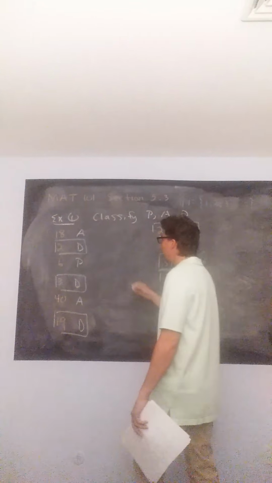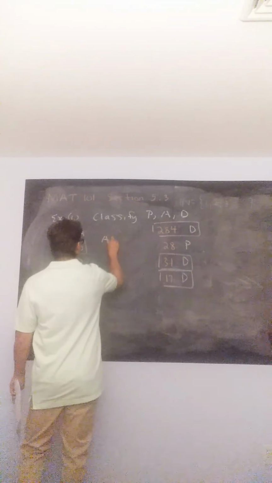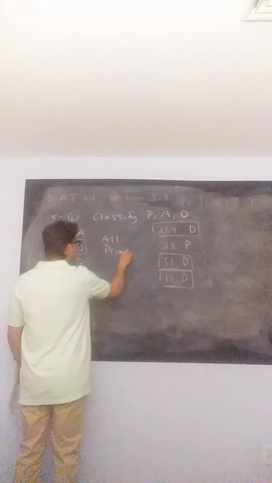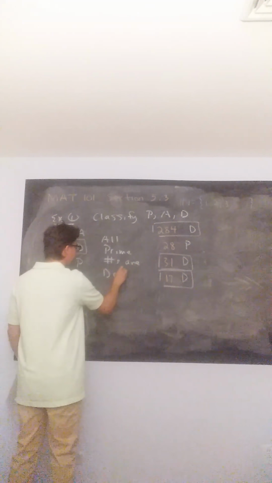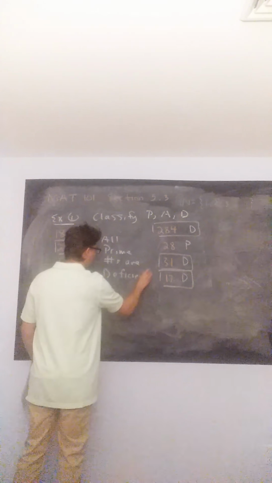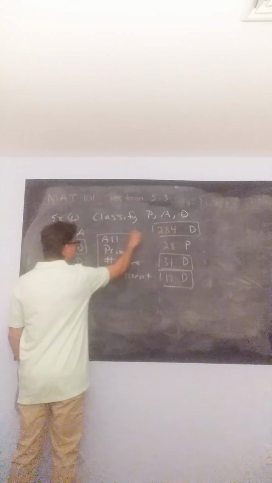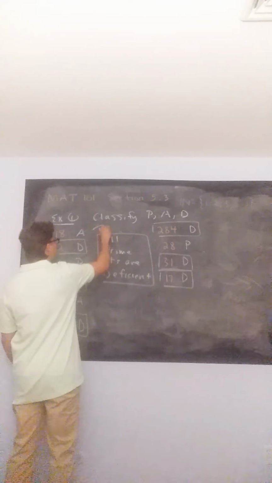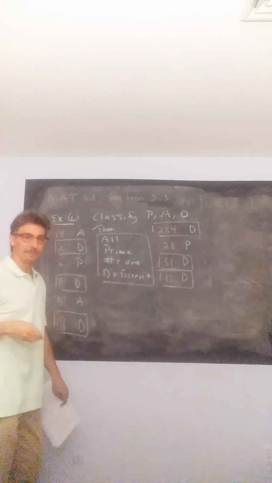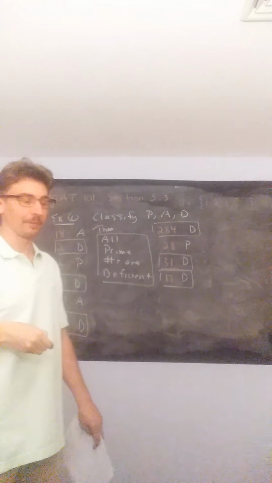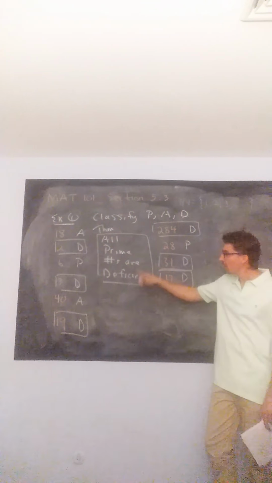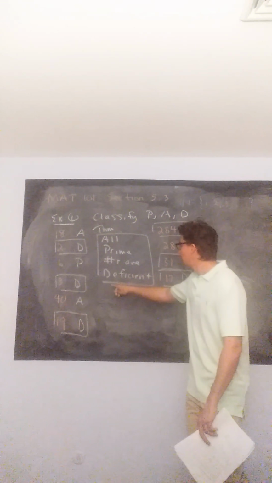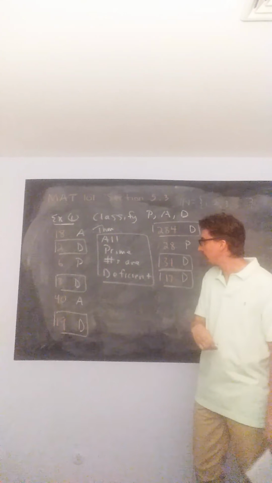So we have a theorem that says all prime numbers are deficient. And that is a theorem. So that is something that was proven. So all prime numbers are deficient, okay? However, the converse of this is not always true. So not all deficient numbers are prime.